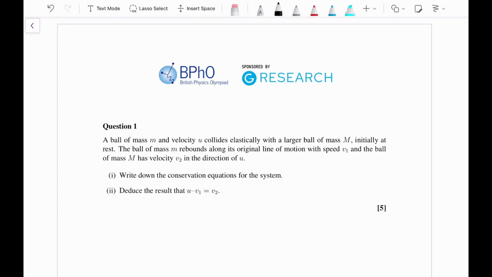Now the first component of the question asks to write down the conservation equations for the system. For this system, there should be two conservation equations. The first one is for momentum, and the second one is for kinetic energy, because it says the balls collide elastically.